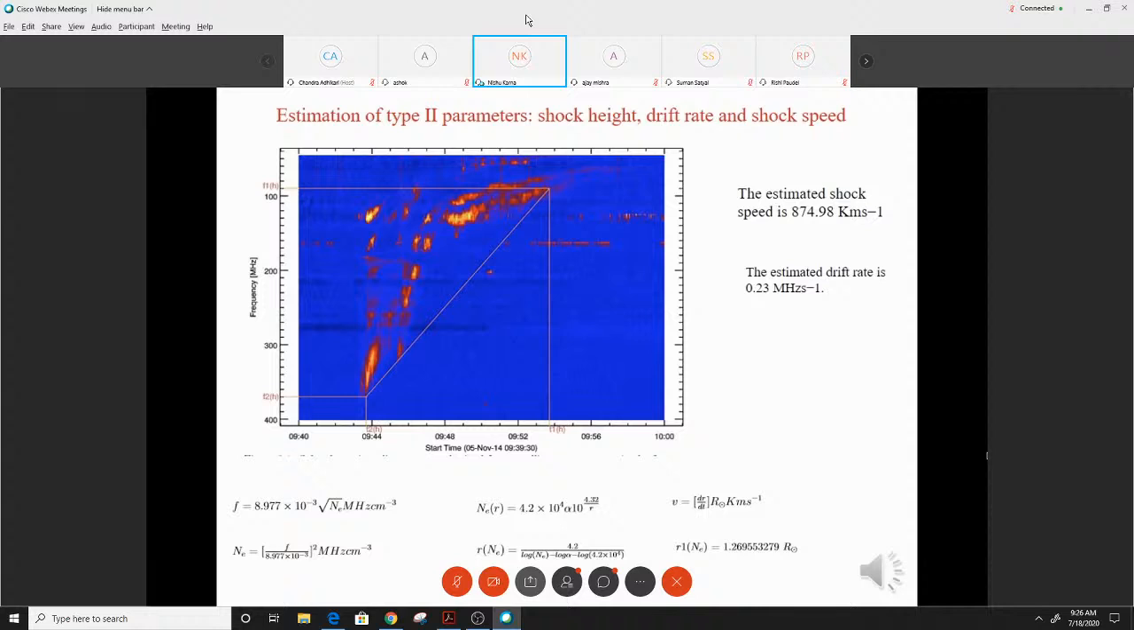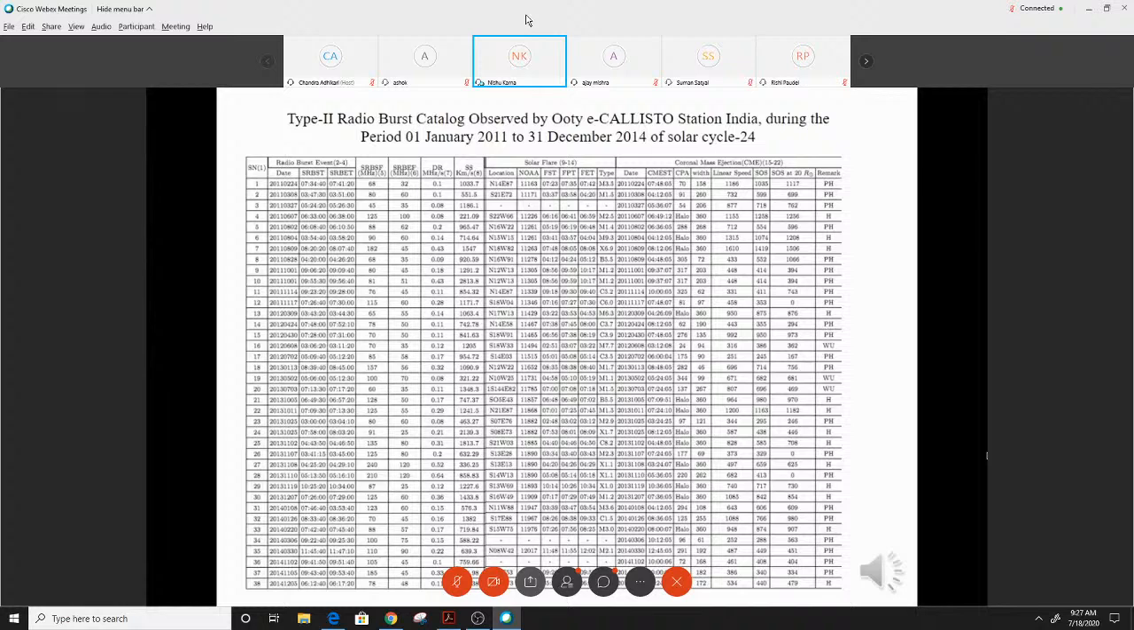Then I use the coronal density models. Here I use the 4-fold Newkirk model. From this, I estimate the radial distance of the solar burst at the starting frequency and at the ending frequency, and the corresponding height for these frequencies is estimated. From these distances, by using the relation v equals dr by dt, I estimate the speed. My estimated shock speed for this event is 874.98 km per second, and the estimated drift rate is 0.23 megahertz per second. I repeated this estimation process for all 38 events, and they are listed in the present slide.